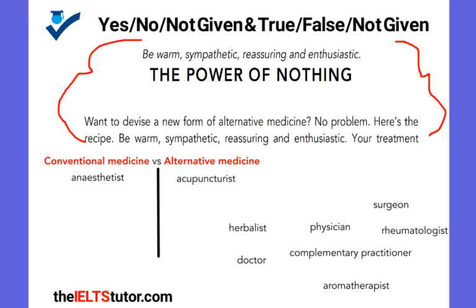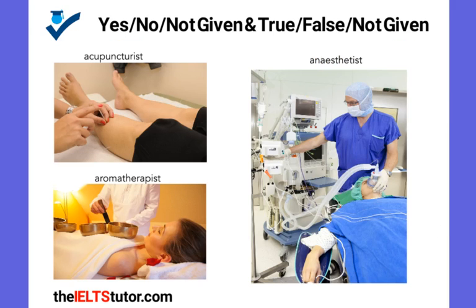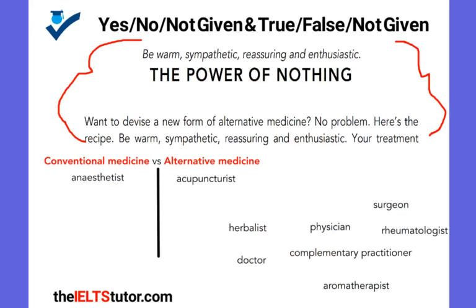Next we have the aromatherapist, as you can see from the picture there. An aromatherapist basically uses essential oils to provide relaxation and treat minor physical illnesses, perhaps like headaches or stress and so on. So an aromatherapist would be someone who practices alternative medicine. So if you've put that in this column, I think you should give yourself a pat on the back as well for getting the answer right.